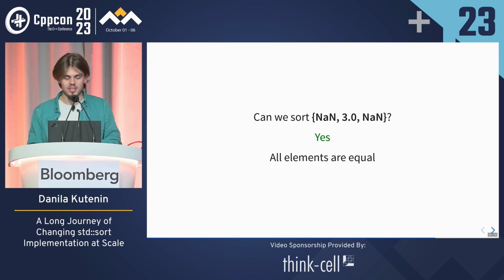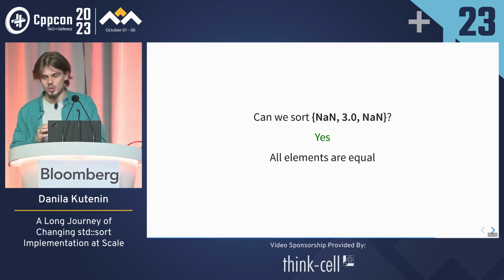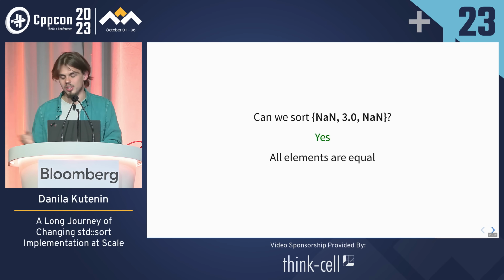So even though your vector might have nones, you might get lucky, and you can sort this. If you have nones and some other element which is equal to all other elements. So for example, if you add a couple 3.0s here, that's also going to be fine.